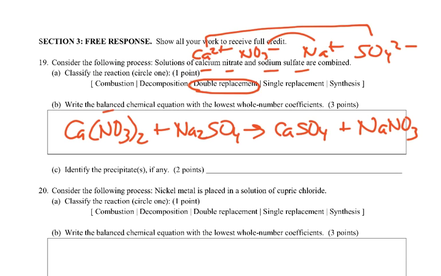Okay, we have to write a balanced equation, so we need to put some numbers in. I have two nitrates, so I'm going to say 2 NaNO3 and two Nas. I already have two Nas, so now this is balanced. Okay, identify the precipitates. Well, NaNO3, we know that that is aq because all sodiums and nitrates are. But if you look on the chart, you're going to see that CaSO4 is a solid. So that is the precipitate.